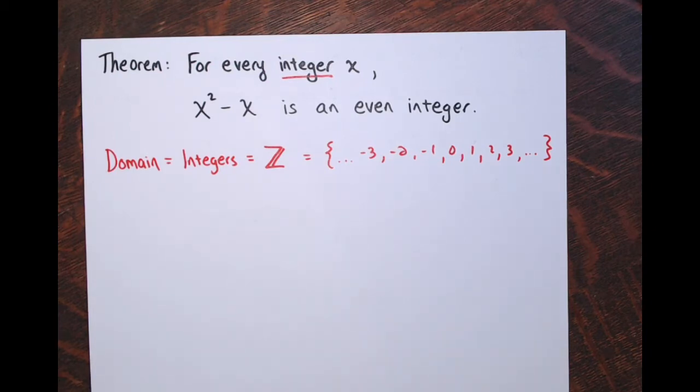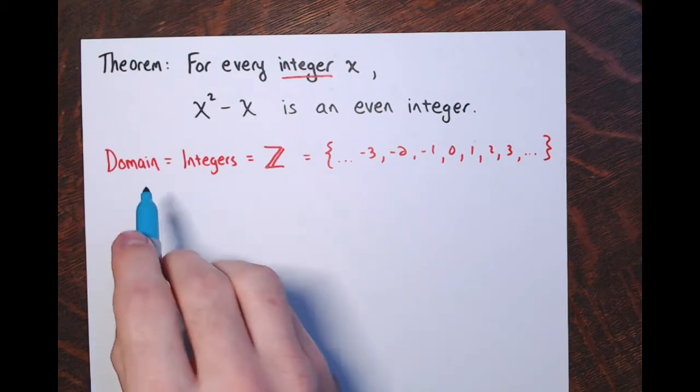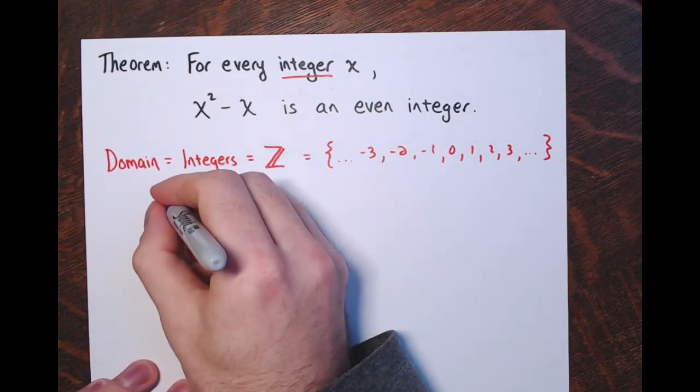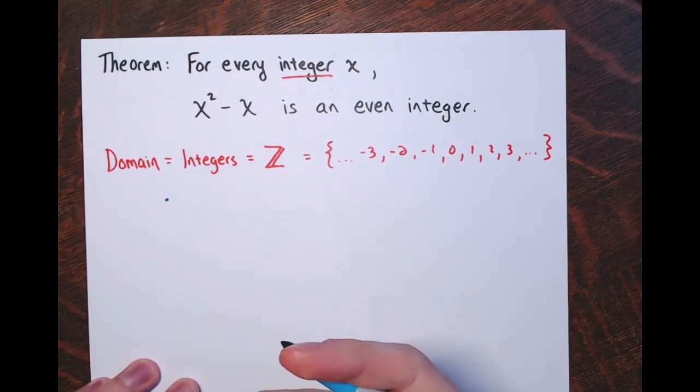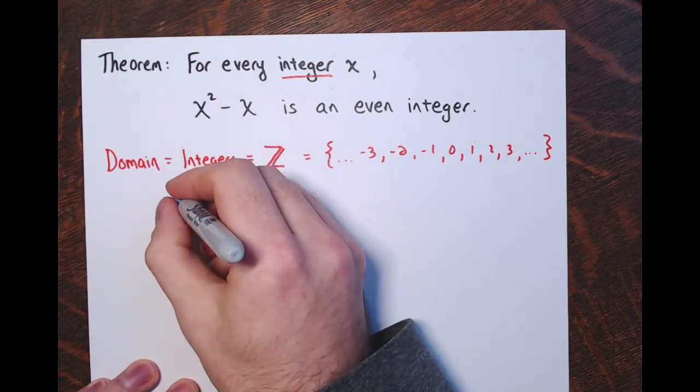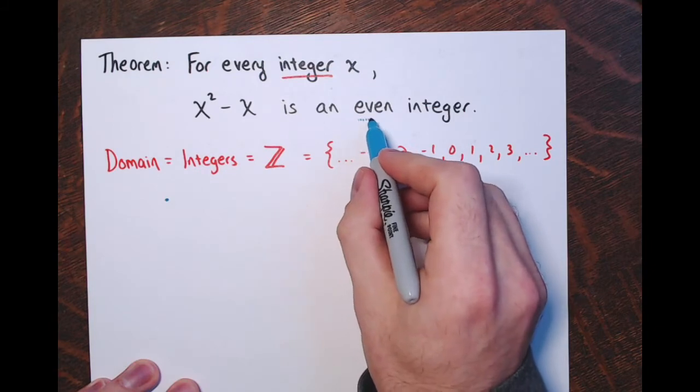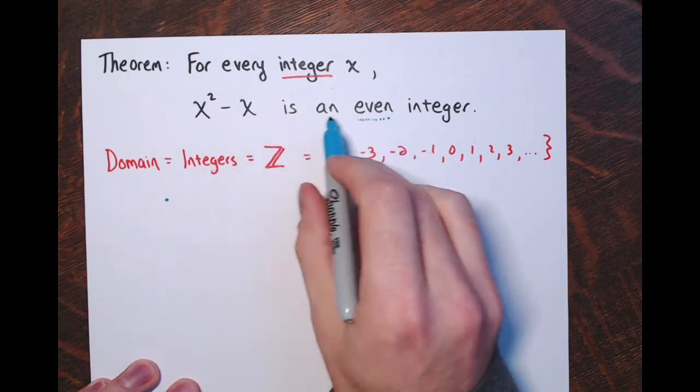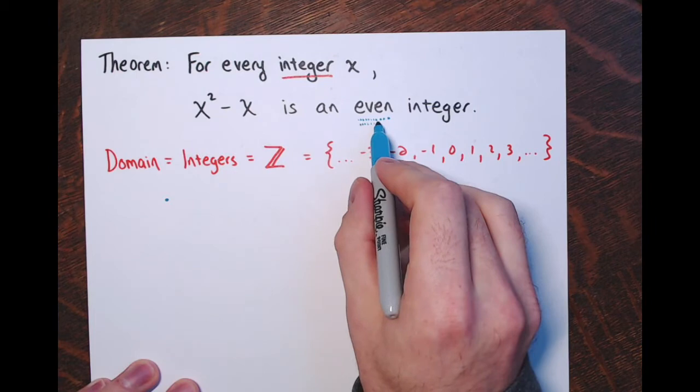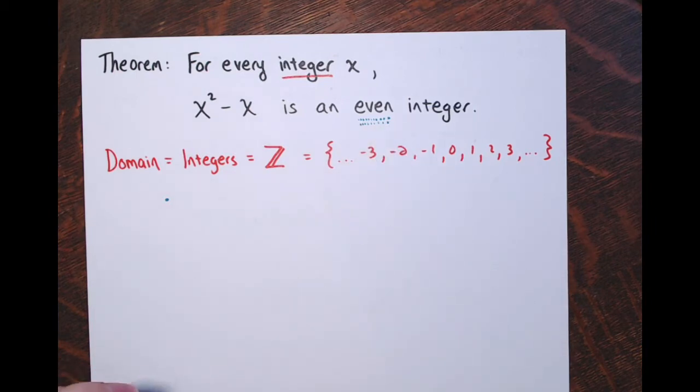So what I'm going to do is break the domain up into pieces. Again, they can be overlapping, they don't have to be. Into 2 cases. Now notice the conclusion, what I'm trying to show, involves parity. Remember, parity is whether or not you're even or odd.